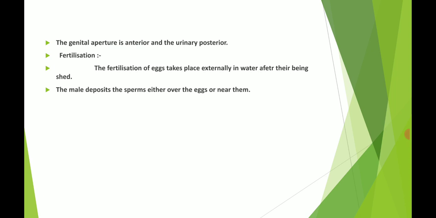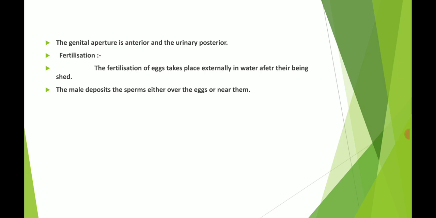Okay, how does fertilization take place in Valagotu? The fertilization of eggs takes place externally in water after they are shed. In Valagotu the fertilization is of the external type.